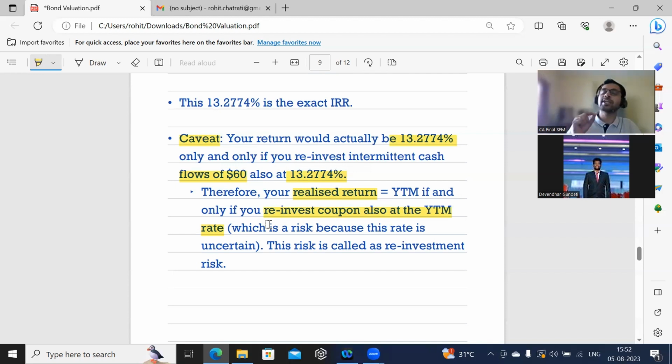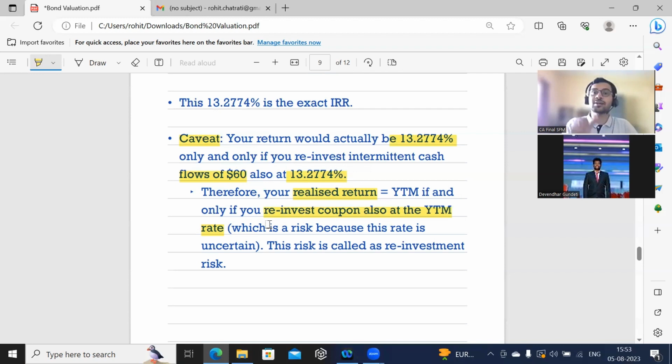So the $120 that you received at the end of year one, you should reinvest at 13.27% for 2 years. The year two $120 that you received, you should reinvest for one more year at 13.27 percent. This will definitely give you a realized return of 13.27. If you reinvest at a rate greater than or less than the YTM, then your realized return will fluctuate accordingly. If your reinvestment rate is less than 13.27, your realized return will be less than YTM. If your reinvestment rate is 15 percent, greater than the YTM, then your realized return will be greater than the YTM.